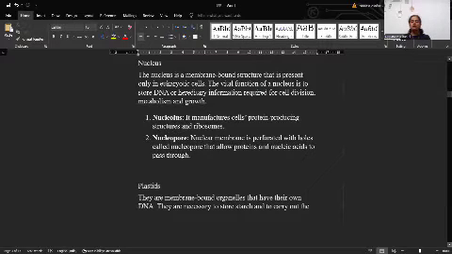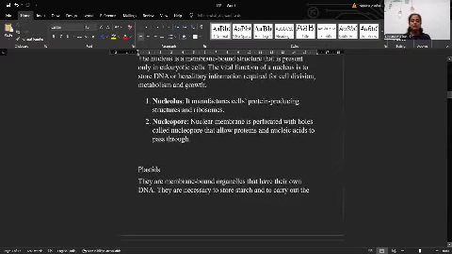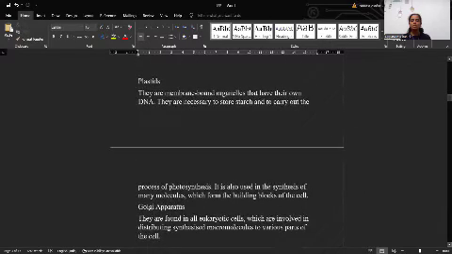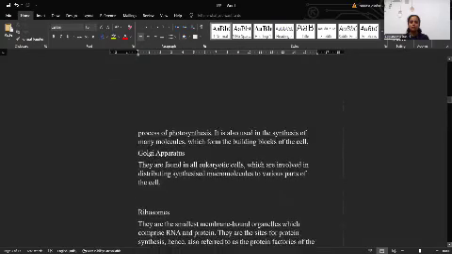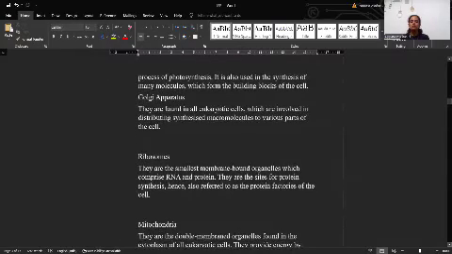Nucleolus. It manufactures cell protein producing structures and ribosomes. Nucleopore. The nuclear membrane is perforated with holes called nucleopores that allow proteins and nucleic acids to pass through. Plastids, they are the membrane bound organelles that have their own DNA. They are necessary to store starch and carry out the process of photosynthesis. It is used in the synthesis of many molecules, which form the building blocks of the cell.